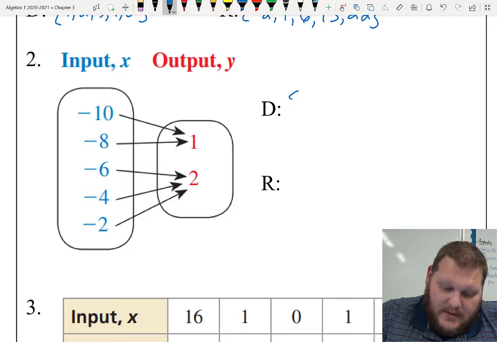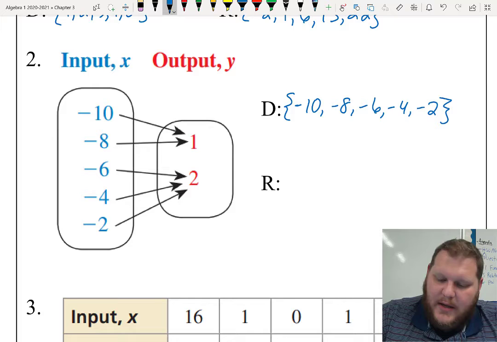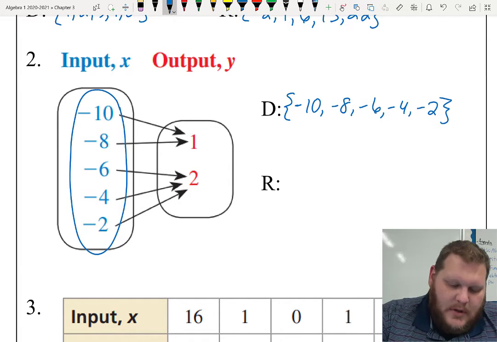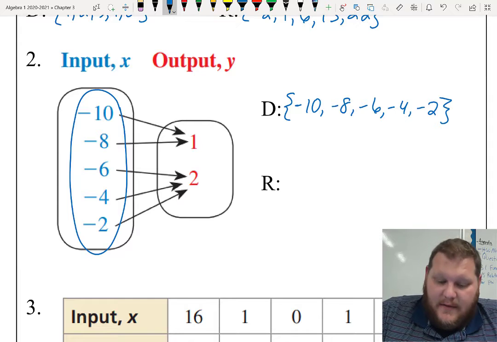So all we have to do is make our fancy brackets: -10, -8, -6, -4, -2. Close my bracket. That would be my domain. Those are all of my inputs over here. And then my outputs, I only have 2 of them.